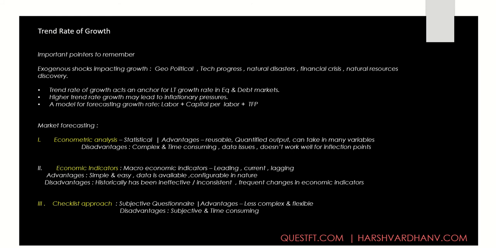Okay, so there are three models which are used for market forecasting. The first one is the econometric analysis. Basically, it's a statistical way of analyzing, or forecasting, your economy. It has some advantages and disadvantages. The advantages are very simple: it is reusable and it is quantified.